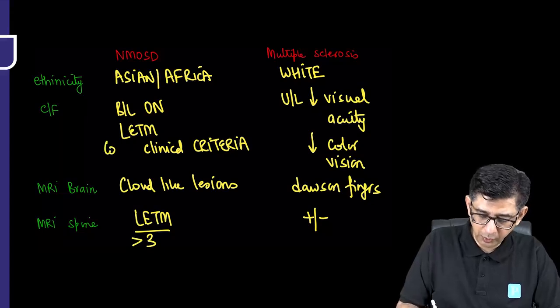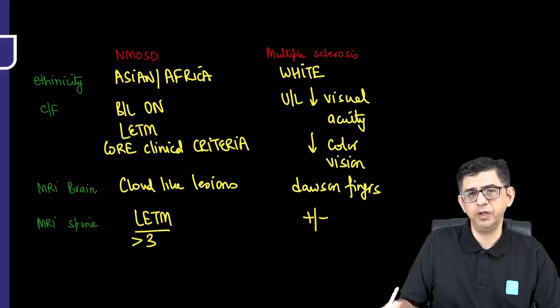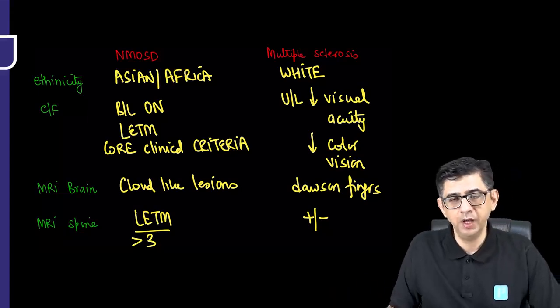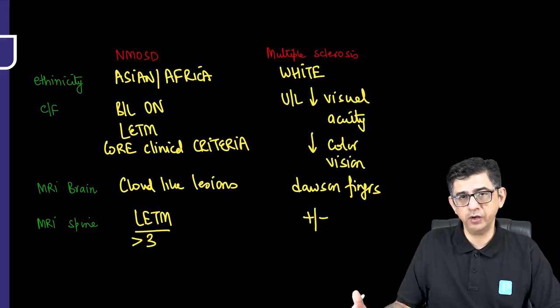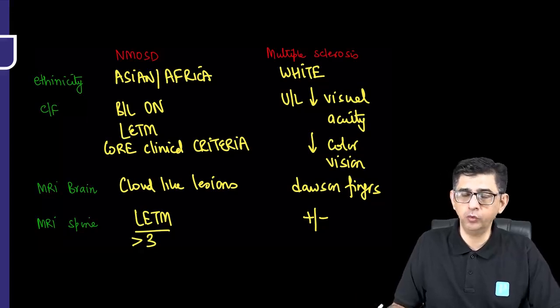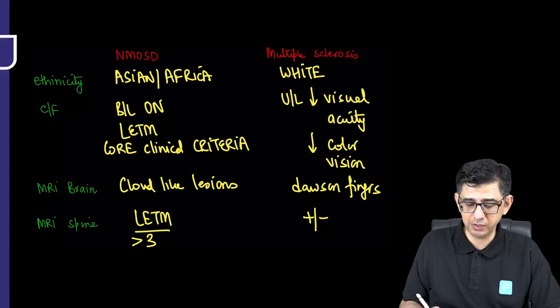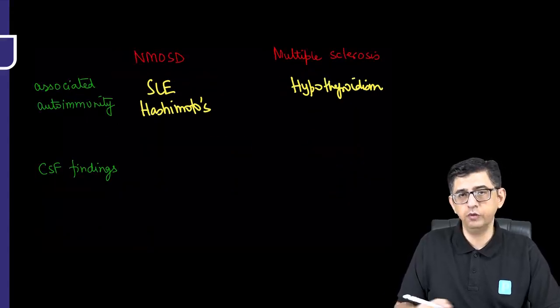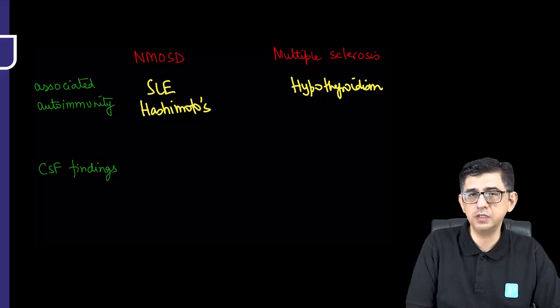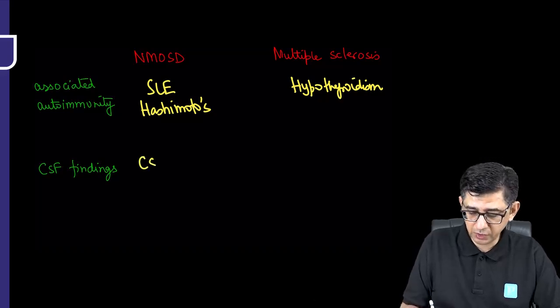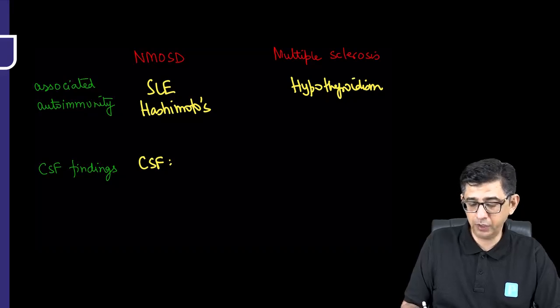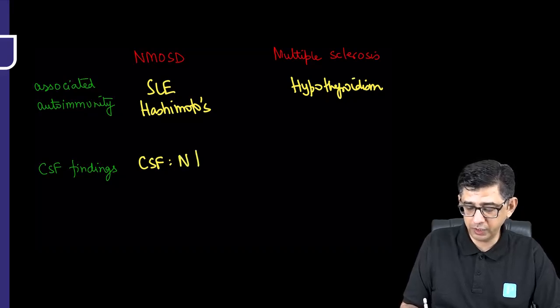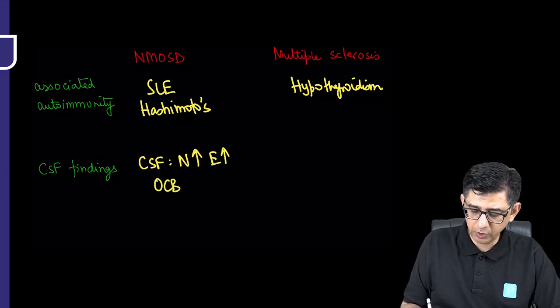And then more importantly, the MRI would also help. For the right hand side, we need to use the revised McDonald's criteria for diagnosis. We need to prove dissemination over time or dissemination over space, which I've described in the video on multiple sclerosis. As far as CSF findings are concerned, the CSF of neuromyelitis optica spectrum disorder might show an increase in neutrophils, an increase in eosinophils, and even oligoclonal bands may be described, but in less than 20%.